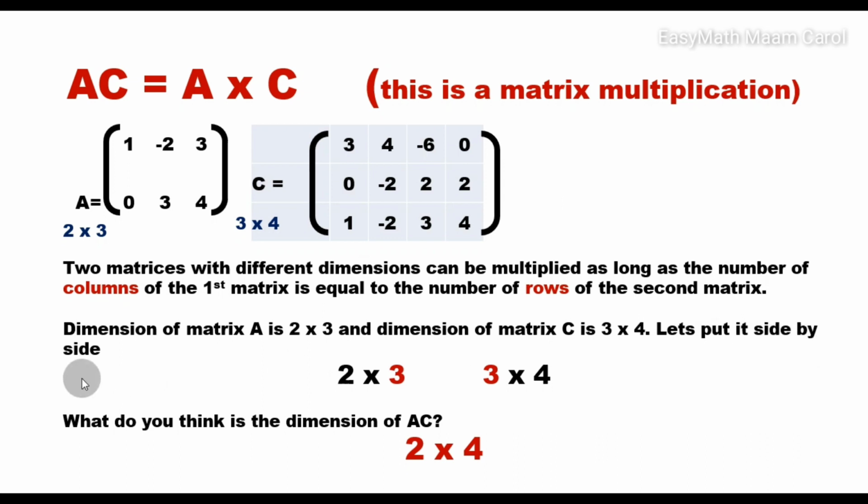So, let's put it side by side so that we can understand it further. So, ito yung sa A, ito yung sa C. Tingnan nyo, yung column ni A at saka yung row ni C ay pareho. That's the reason why A and C can be multiplied. So, yun naman kasi yung sinabi dun sa rule na yon. So, what do you think is the dimension of AC or A times C? So, simple lang. Eliminate mo yung dalawang magkatulad. So, the answer is 2 by 4.